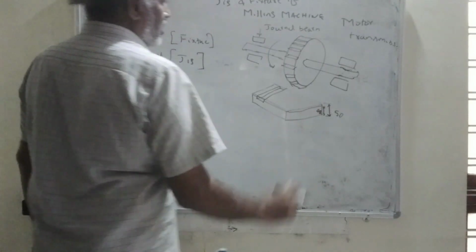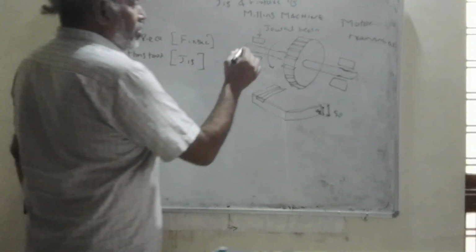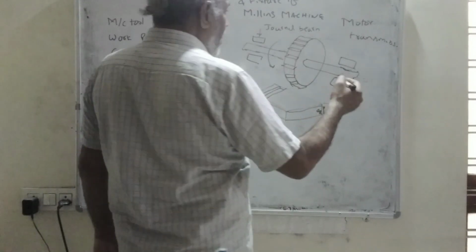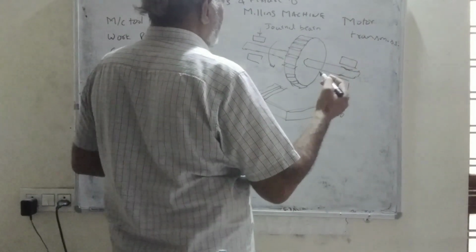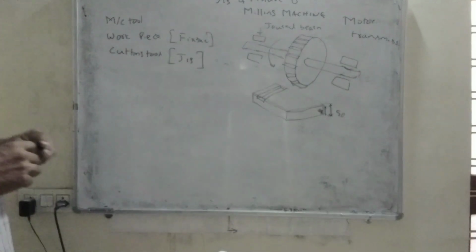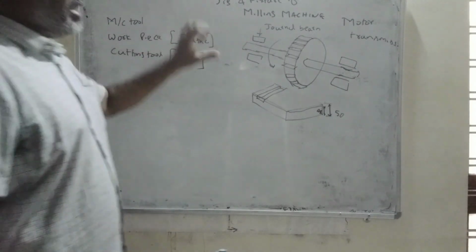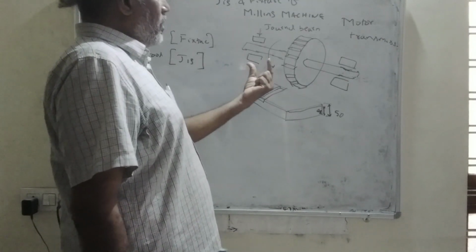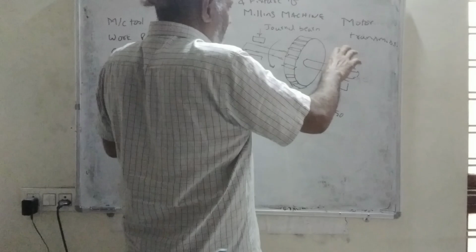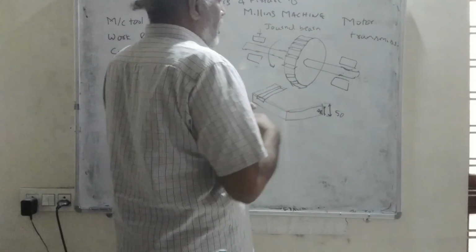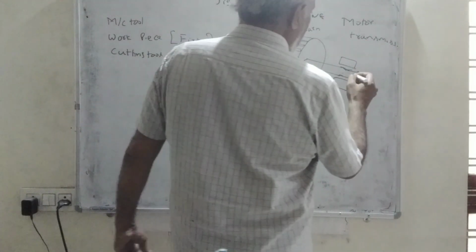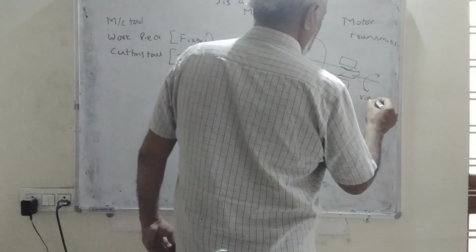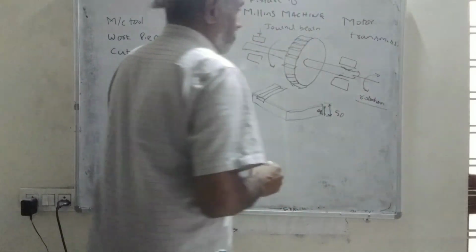Now the jig is holding the cutting tool. The question is how much flexibility, that means how many degrees of freedom, we have to provide for this jig. If it is fixed, there is only one degree of freedom, and that degree of freedom will be only rotation.